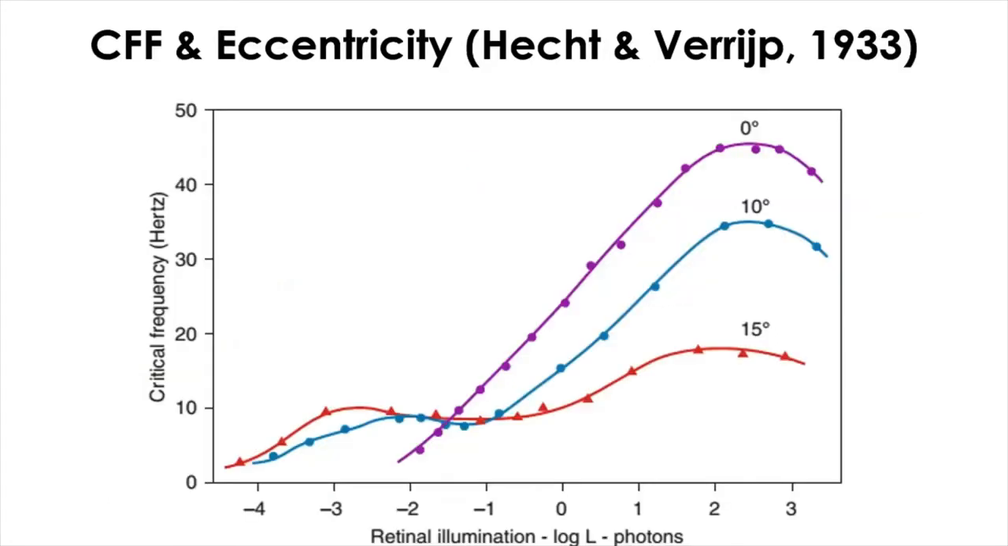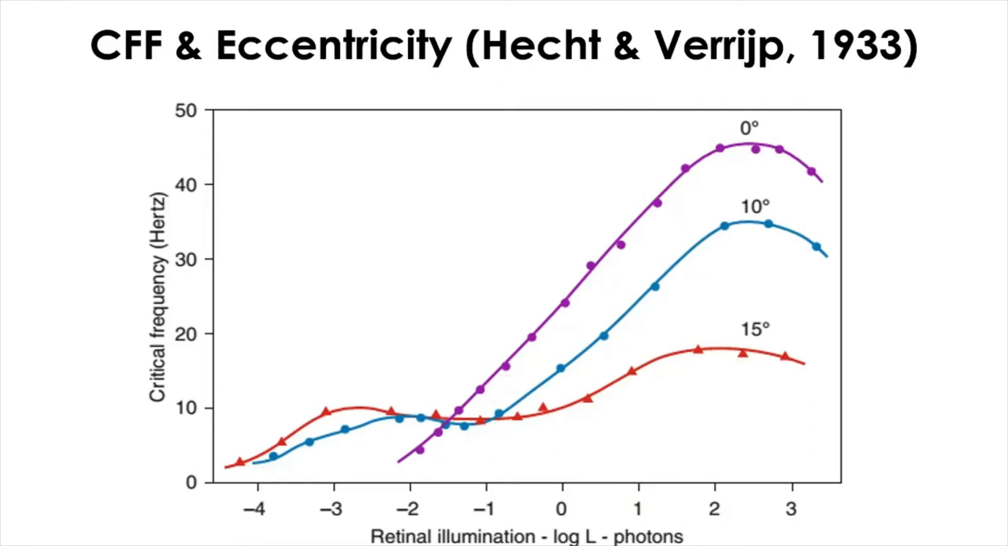Because the critical flicker fusion is different for rods and cones, the critical flicker fusion will change depending on the proportion of rods and cones being stimulated. Because the proportion of rods and cones changes with eccentricity, a foveal test stimulus will follow the Ferry-Porter law and show no kink. So there will be just one branch. So that is what this purple curve is showing, right? So this is the foveal area where the Ferry-Porter law applies.